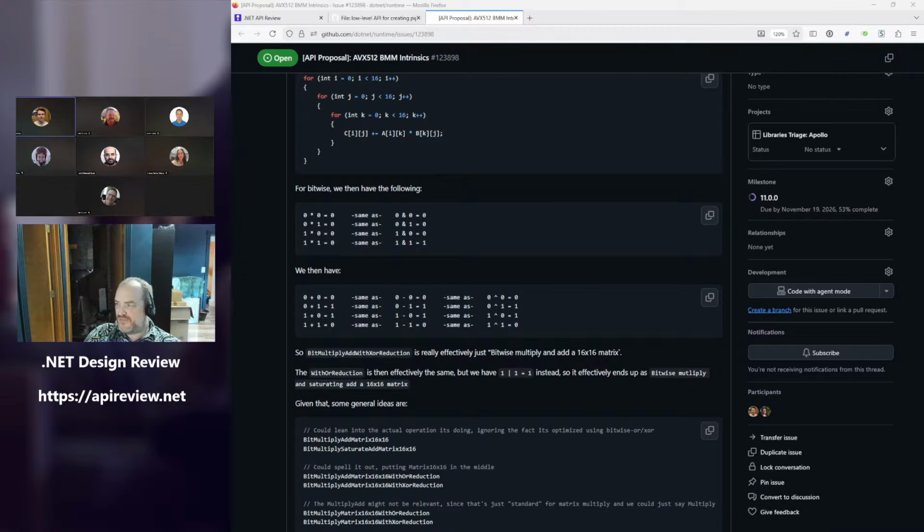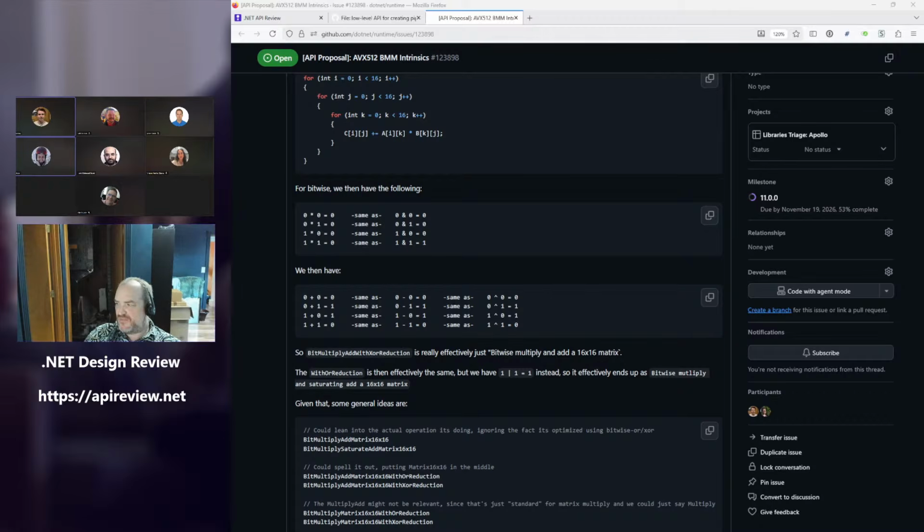But the actual important information as far as the operation goes is it's doing it with an OR reduction and XOR reduction, and so that's what the name is describing. And so the proposed name is bit multiply matrix 16 by 16 with OR reduction, and bit multiply matrix 16 by 16 with XOR reduction.